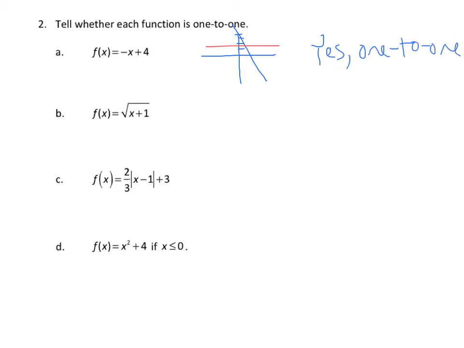Now the next one, a radical, again, I'm going to picture the graph. This is a square root function shifted 1 unit to the left. So it's going to look something like that. And again, a horizontal line is not going to touch that more than once. So yes, it's one-to-one.